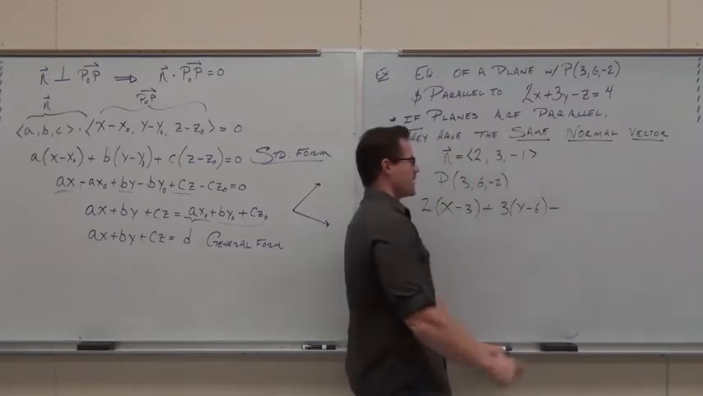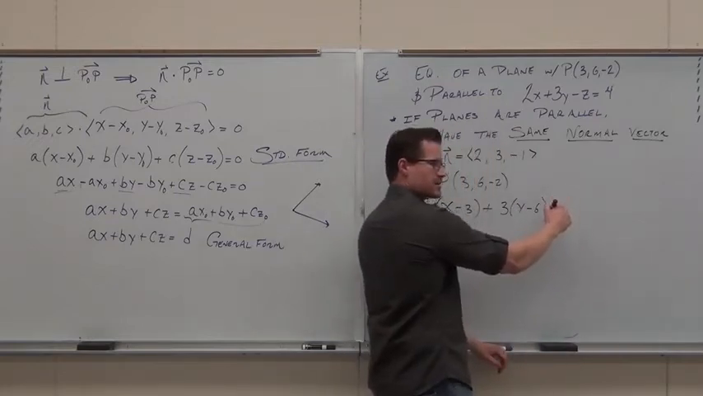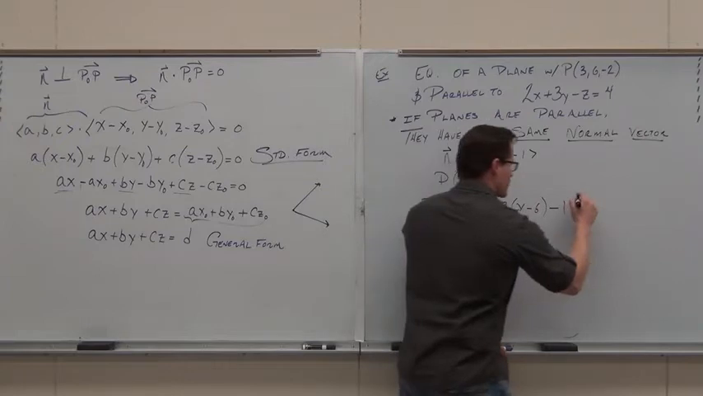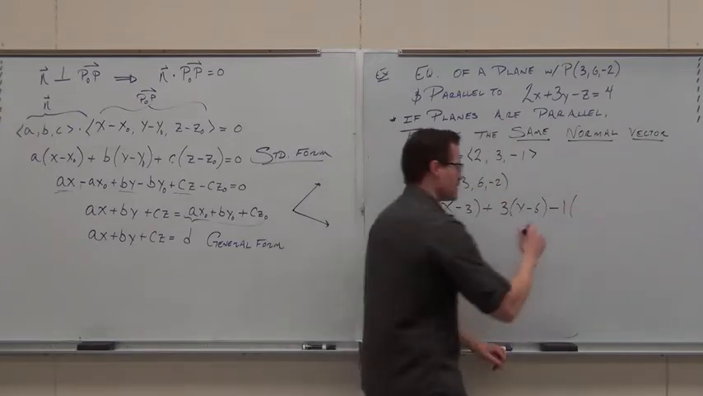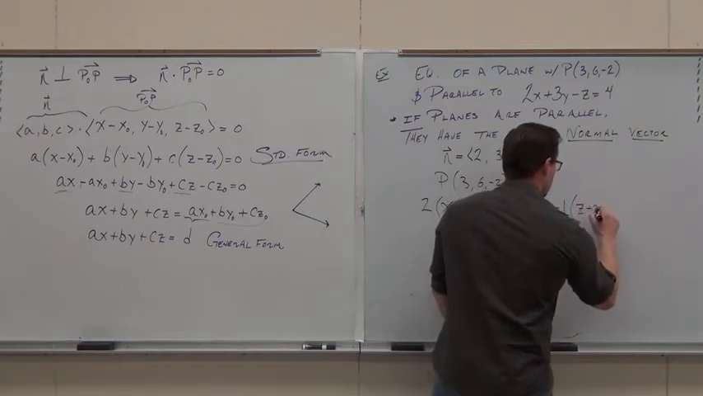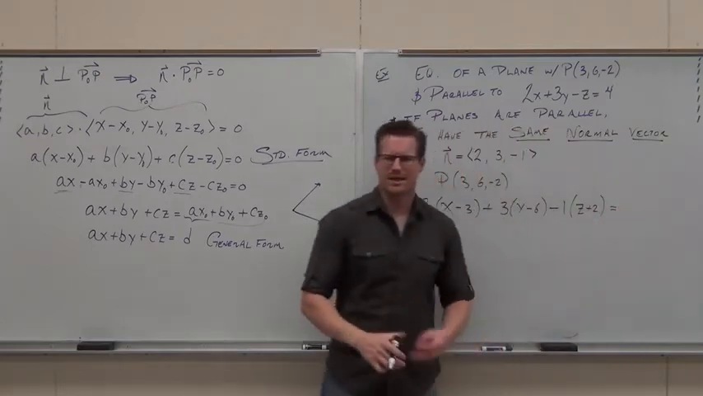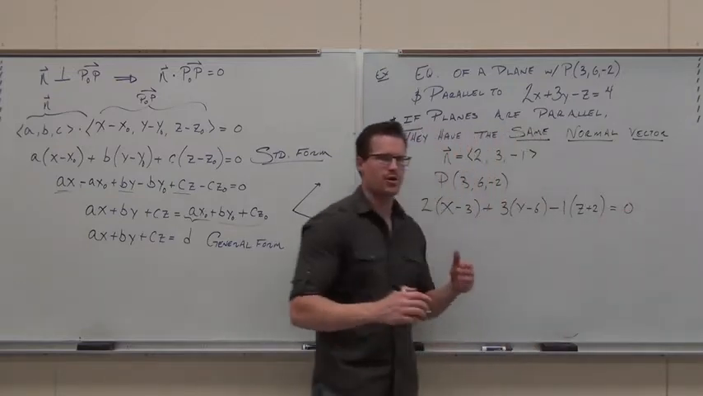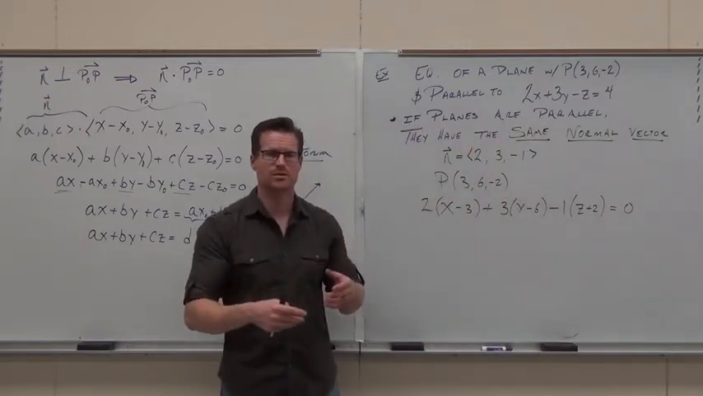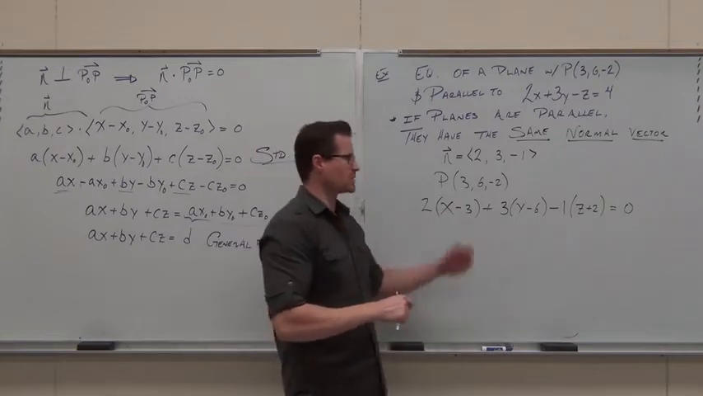Am I going to have a plus or a minus? Minus. Watch your signs. And then Z minus 2, what's that one? Plus. What's it equal? Because it's got to equal something. Yeah, the nature of the dot product of perpendicular vectors giving us 0. That's where it's built off of.